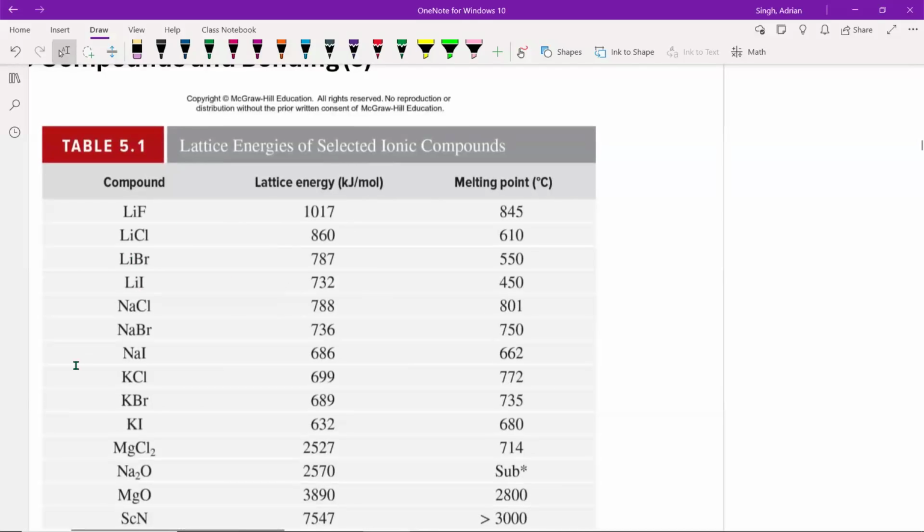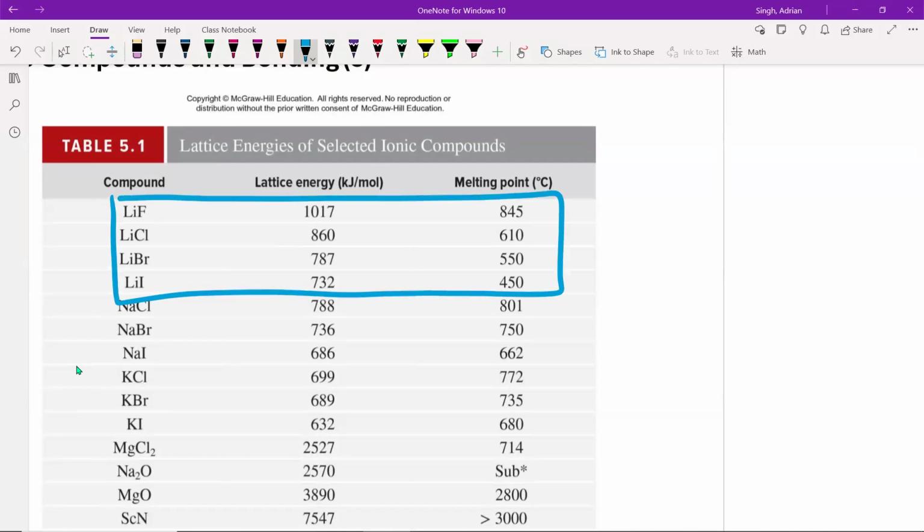So for example, if you compare the first 4 of these, all with the lithiums, lithium fluoride down to lithium iodide, the only difference between all of these is the anion, right? The fluoride, chloride, bromide, and iodide. And what's the difference between them? Well, they all have the same charge, right? They're all F minus, Cl minus, Br minus, I minus. So they all have the same magnitude charge. The difference here is the size of the anion, because the cation is the same.